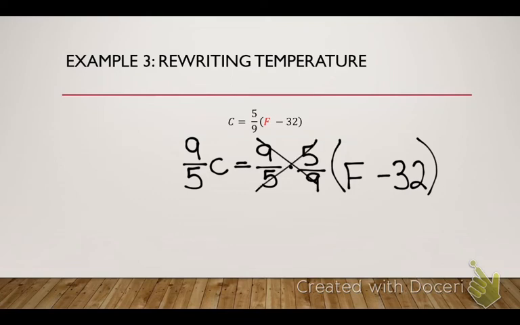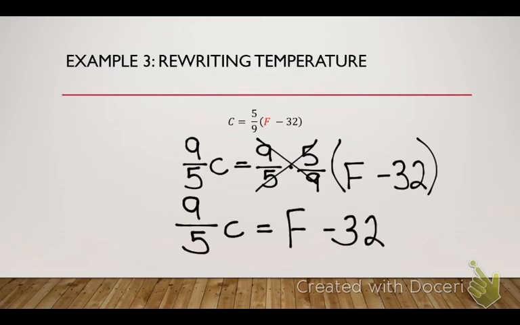Okay, so what happens? 9/5 times 5/9 totally cancels out. And what am I left with on the right side? F minus 32. So 9/5 C equals F minus 32. All right, I'm almost there, but F is still not isolated. How can I get F completely by itself?